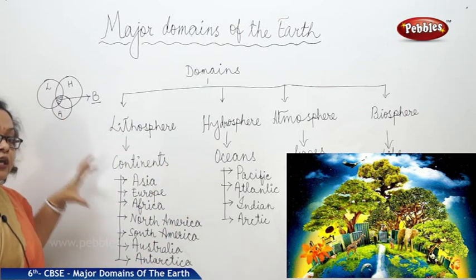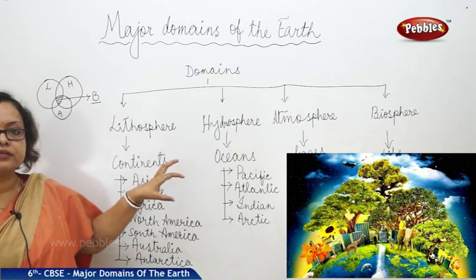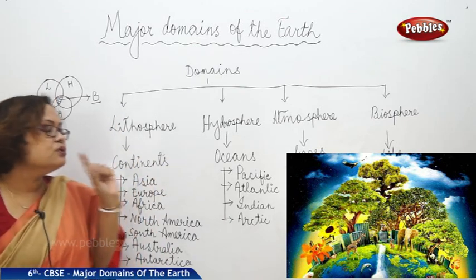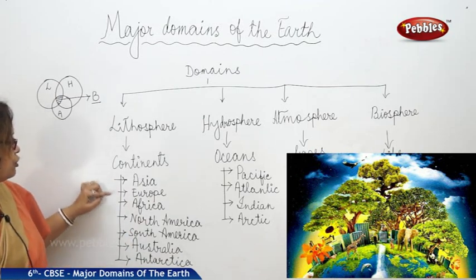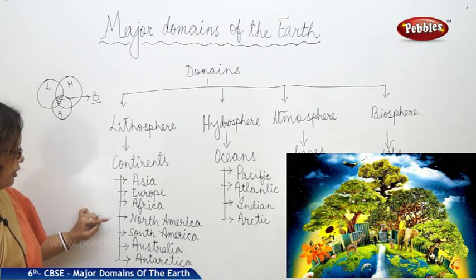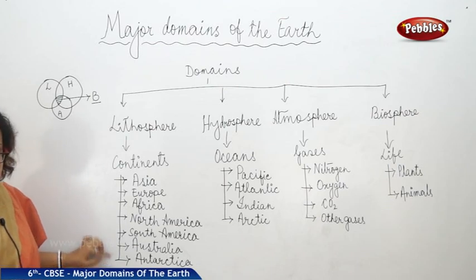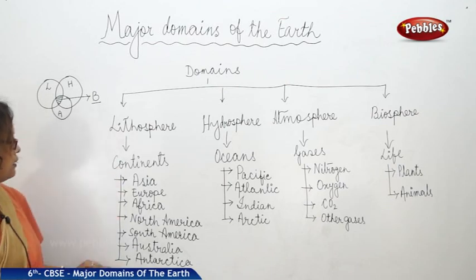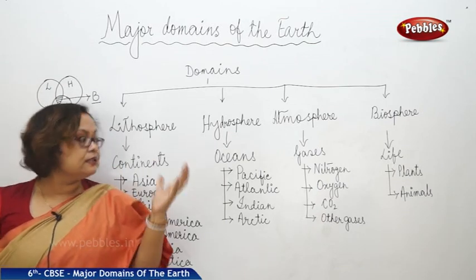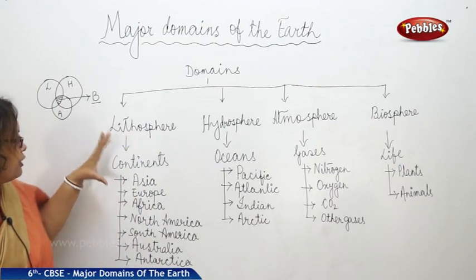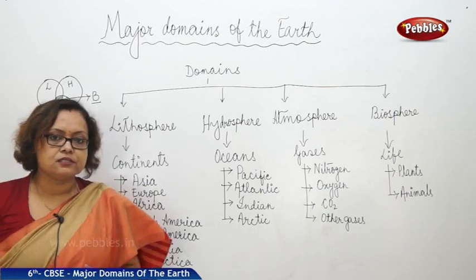The major rocky part of the earth consists of all the continents, and we divide it into seven continents. The names of the continents are Asia, Europe, Africa, North America, South America, Australia and Antarctica. These are the names of the continents. The lithosphere of earth is made of all these seven continents. We will discuss the continents now.